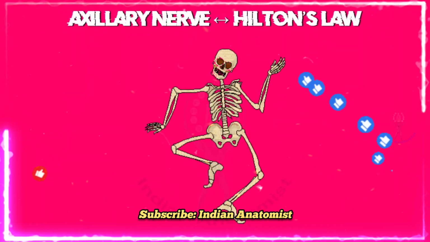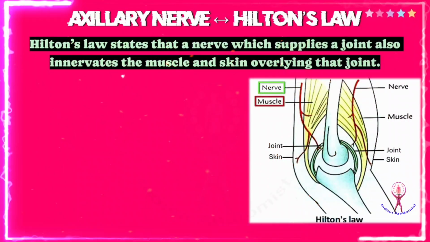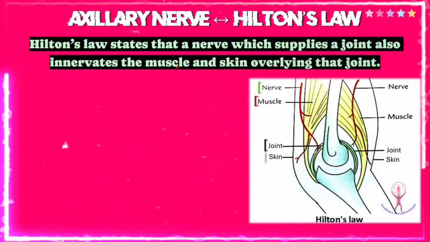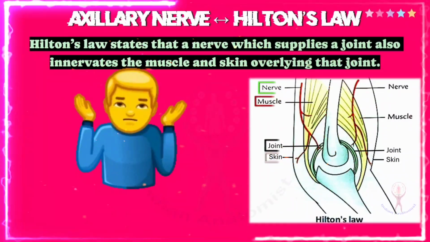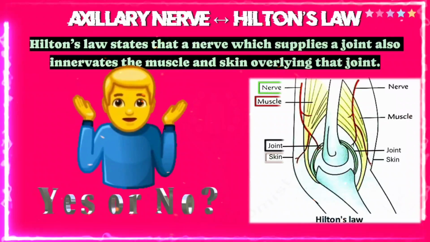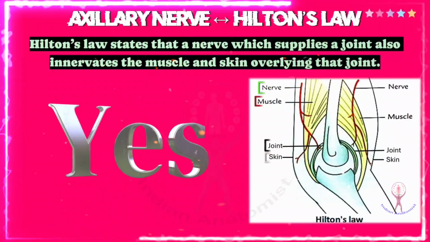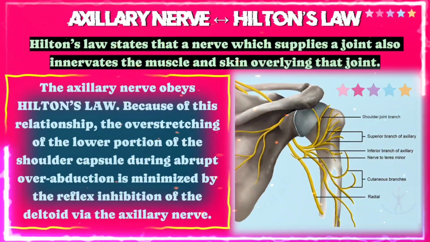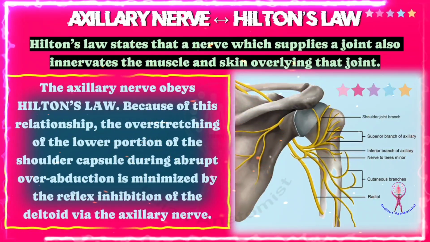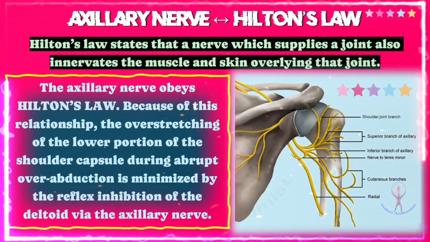Final twist. Have you heard about Hilton's law? Hilton's law states that a nerve that supplies a joint also innervates the muscle and the skin overlying that joint. The question now is whether the axillary nerve will obey the Hilton's law or not. Of course, yes. Because of this relationship, the overstretching of the lower portion of the shoulder capsule during abrupt overabduction is minimized by the reflex inhibition of the deltoid through the axillary nerve.